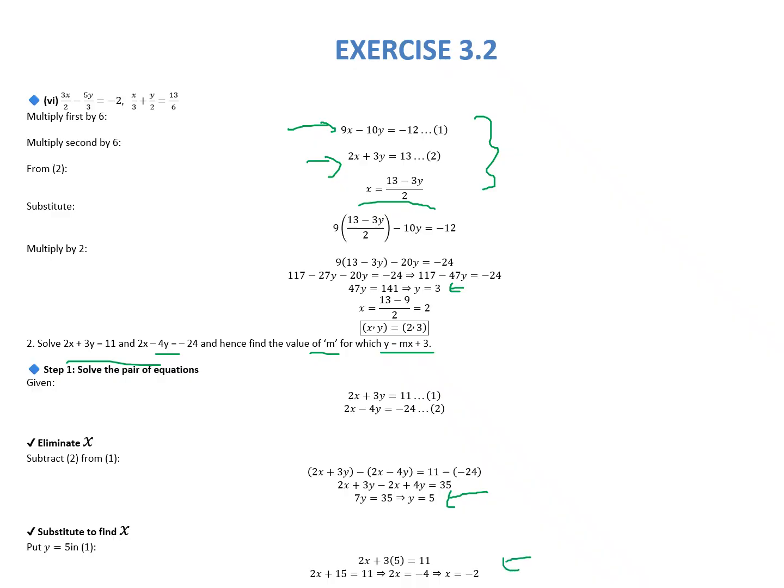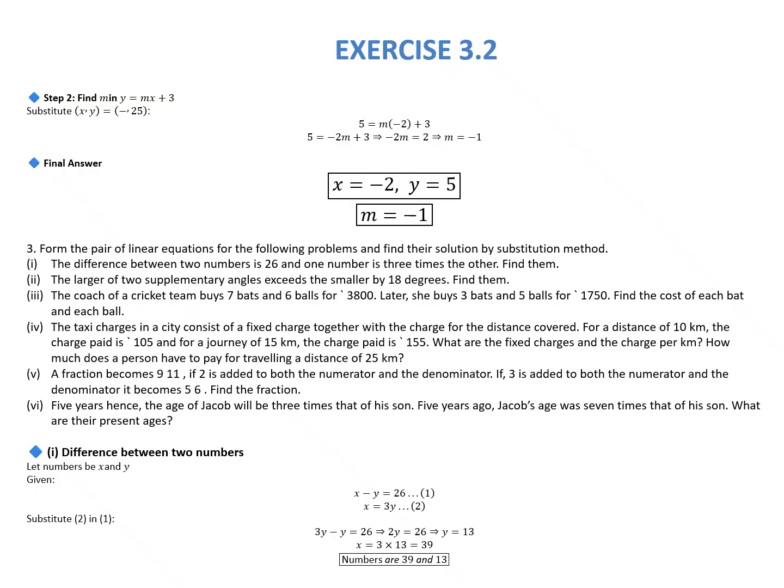And we'll move to the next slide and see what value we get for m. Okay, so in this, we are putting the values into y is equal to mx plus 3. We have x as minus 2 and y as 5. So 5 is equal to m times minus 2 plus 3. When we solve this equation, we get the value of m as minus 1.